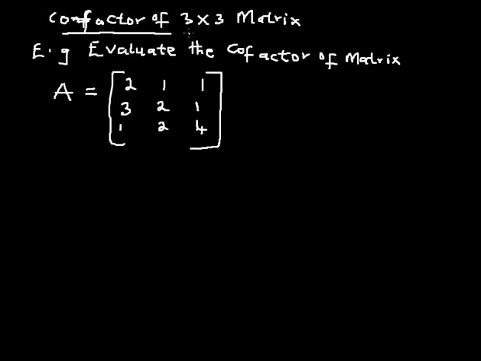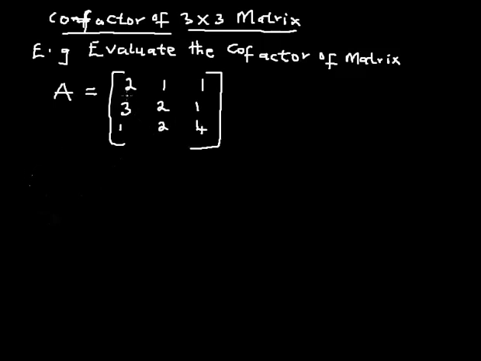Okay, so we're still on matrix and we are looking at the cofactor of a 3 by 3 matrix. Here we're going to be solving an example. So I have a matrix here before me, and I'm to evaluate the cofactor. For me to evaluate the cofactor of this matrix, you know very well that I have to get the minor of each of these elements, along with their place value.